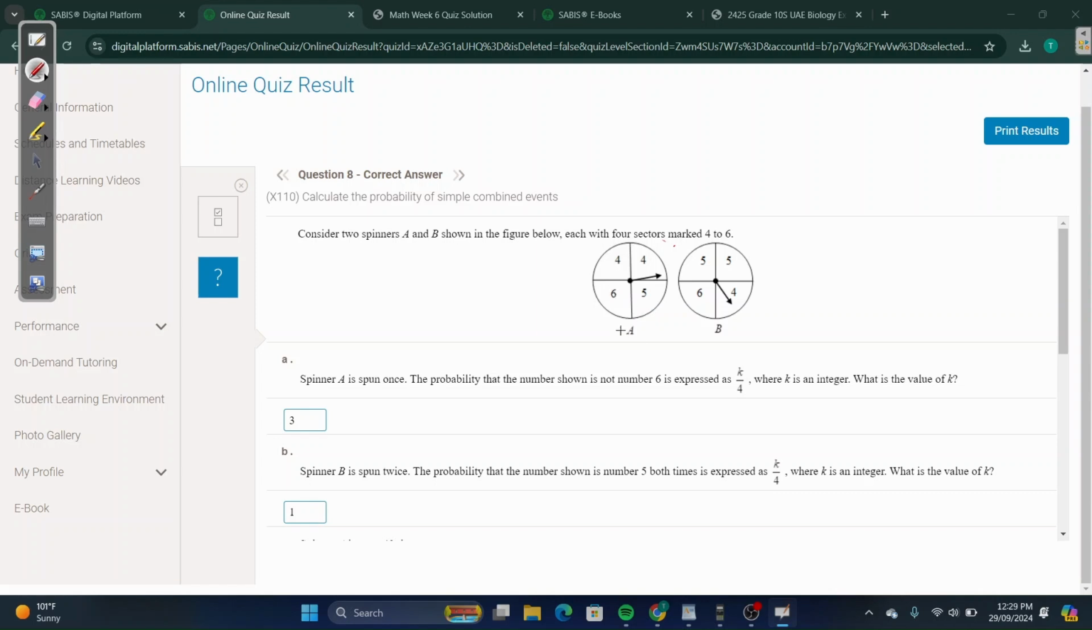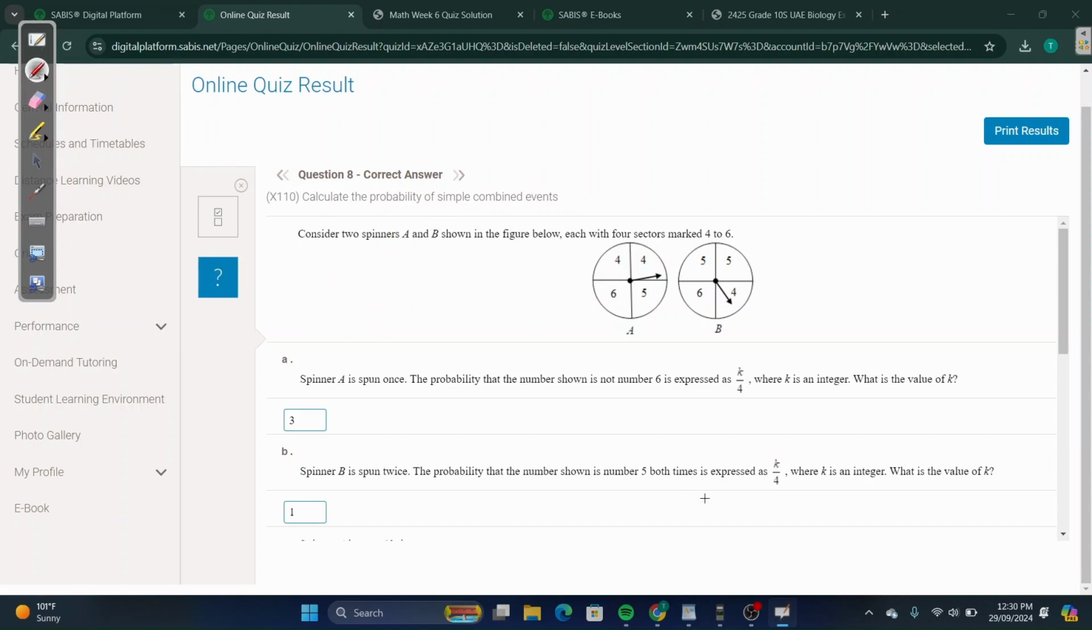So this is divided into four sectors, so it's going to be something over four, right? Each probability. So we can calculate the probabilities. The probability of four is going to be two over four because there are two sectors. Five is one over four, and six is one over four. Now the probability that the number is not six: this is not six, this is not six, and this is not six. So 3/4. This is A. This should be fairly easy. Now B.